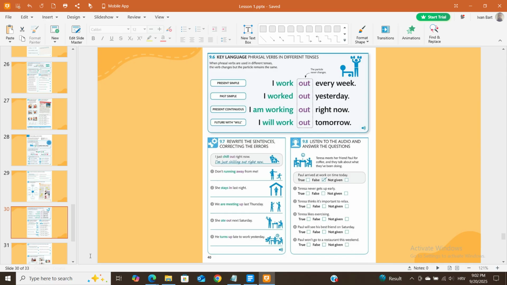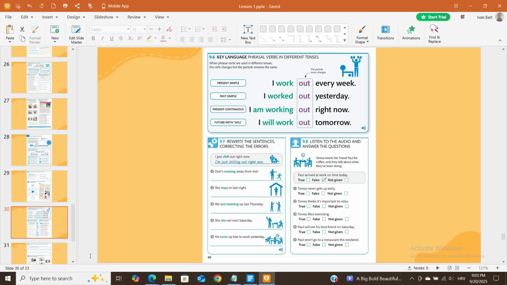9.9 Say the sentences out loud, using the given phrasal verbs. I exercise 3 times a week. Work out. I work out 3 times a week. He doesn't usually arrive late. Turn up. It's nice to have dinner in a restaurant. Eat out. Are you going to stay at home tonight? Stay in. I often spend time with friends. Meet up. She likes to relax after work. Chill out.